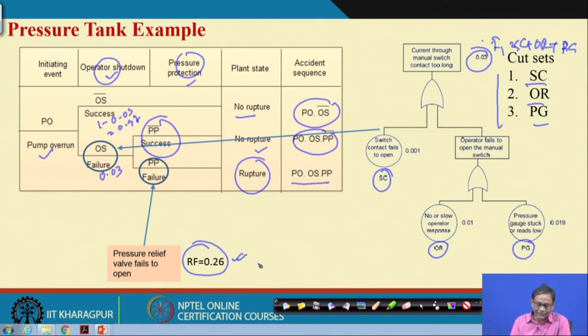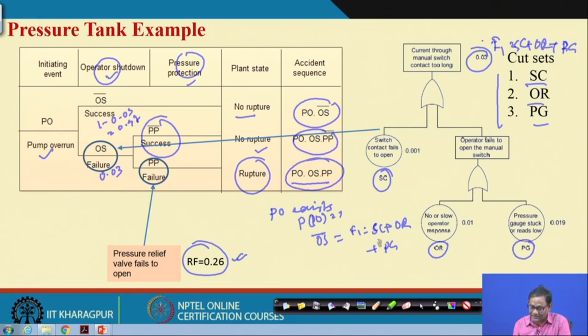Now for the time being, think about scenario 3. If PO exists, that means the probability of PO equals 1. Now what is OS? We can write OS equal to F1, which is basically SC plus OR plus PG. Then what will be OS bar? That will be the complement of SC plus OR plus PG, which will be SC bar intersection OR bar intersection PG bar.